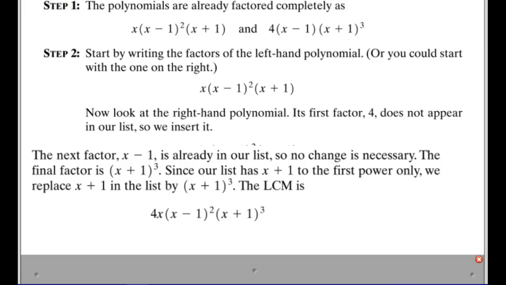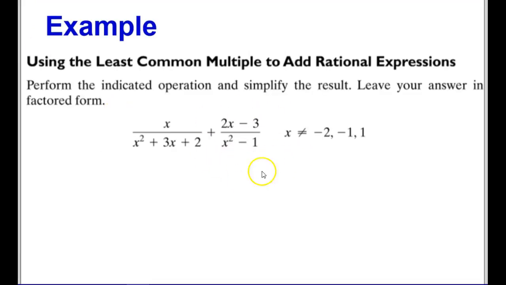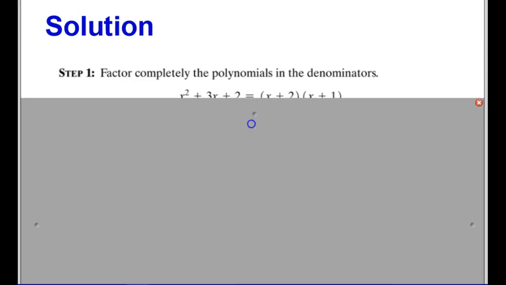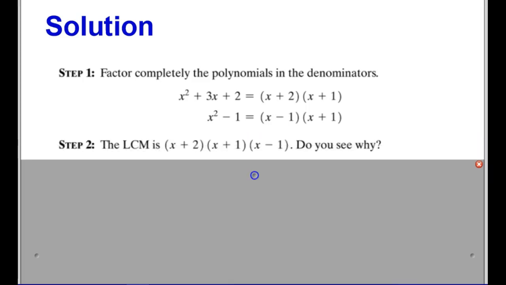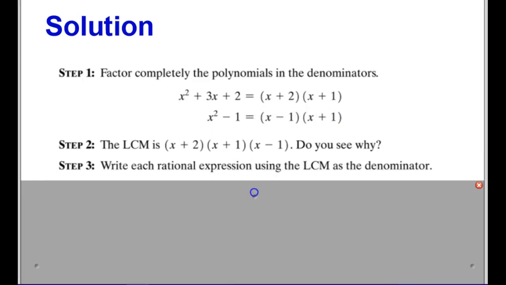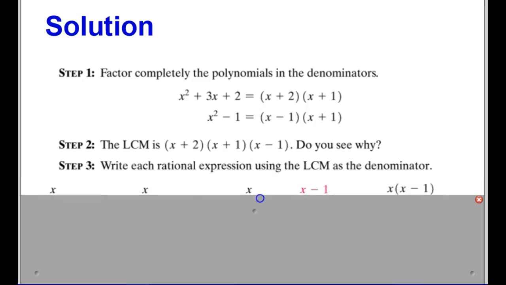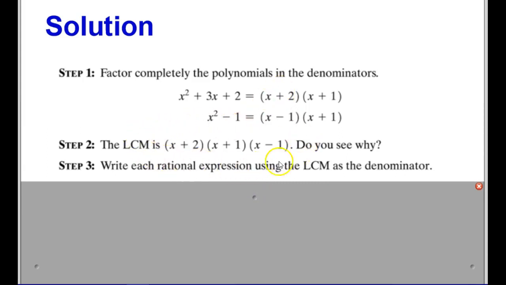Okay, so now we're going to add these rational expressions, but we're going to first find the least common multiple. So the first step I want to do is factor everything. Okay, so I factor all of my pieces, and this is all of my denominators. So now I can see what I have common and what I'm missing. So my least common multiple is x plus 2 times x plus 1 times x minus 1, because that includes all of the different pieces. So then I'm going to write each rational expression using my LCM, this piece here, as my denominator. This becomes my new denominator.